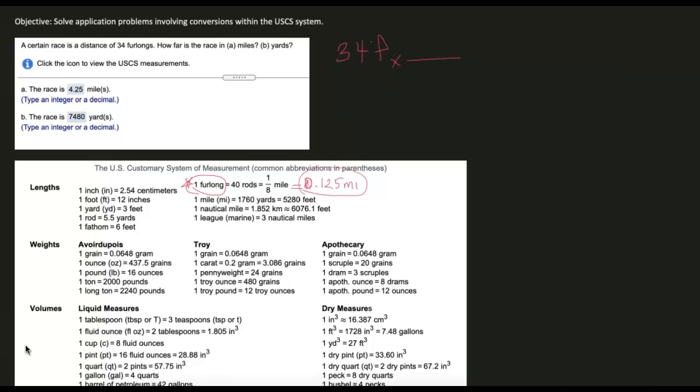I just have to pay attention that I place the furlong in the denominator because eventually I want these two units to cancel each other out. So 1 furlong is the same as 0.125 miles. Now I can cross out furlongs as a unit, and notice I'm left with the unit miles. So in this case, what we do with the values, the numbers that are left, is we're going to multiply 34 times 0.125, and again, our ending unit here is miles.